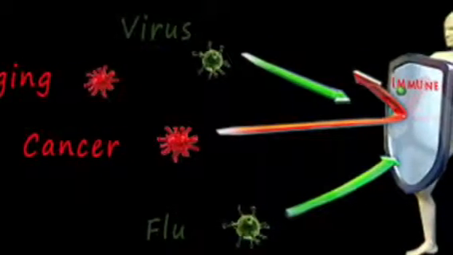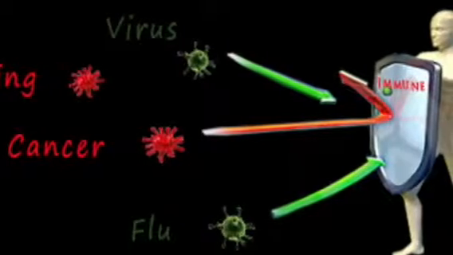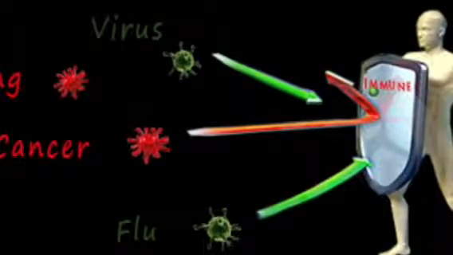Autoimmune diseases occur when the T cells cannot tell the difference between healthy cells and antigens, causing them to set off a reaction within the immune system.